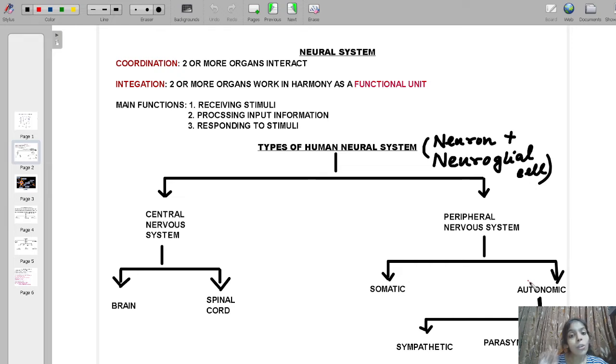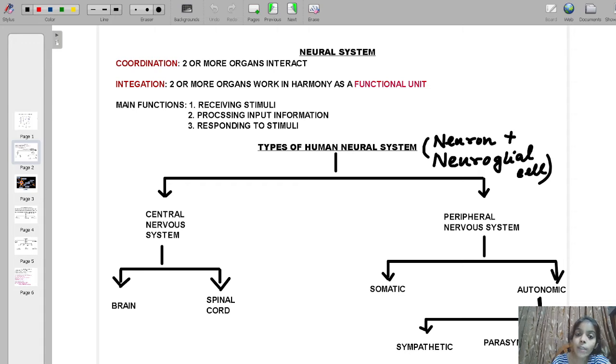So basically, those activities which are not under our control are under the control of the autonomic nervous system. Again, the autonomic nervous system is of two types: sympathetic and parasympathetic. Sympathetic nervous system, the details about this, I'll explain in the next video.